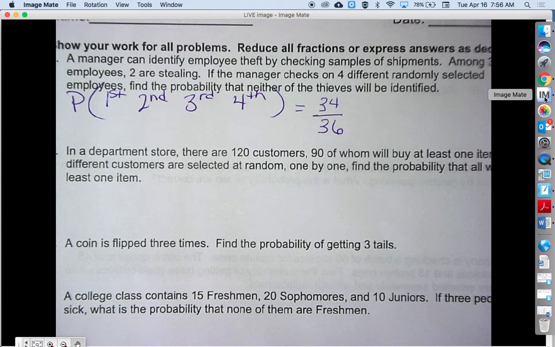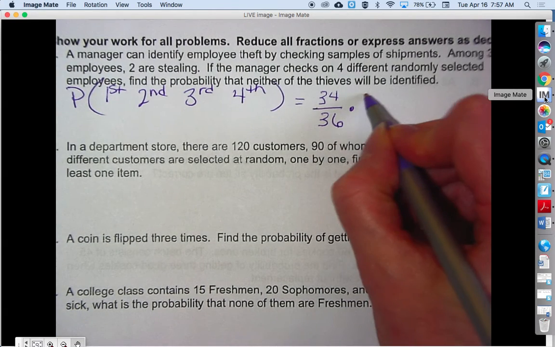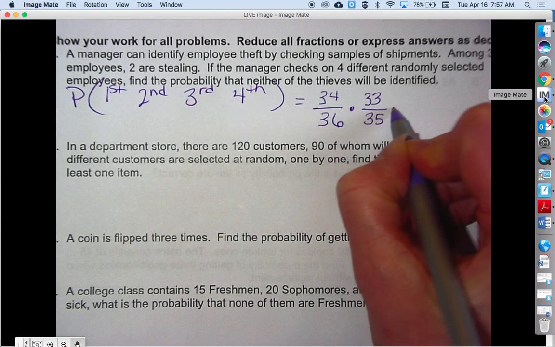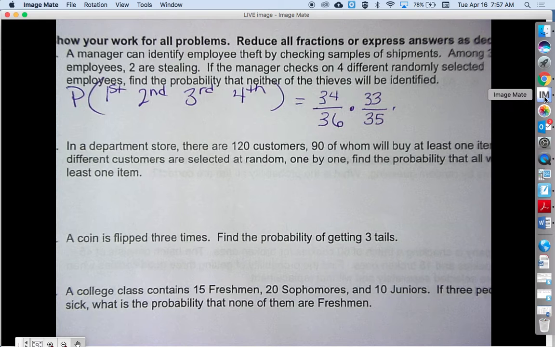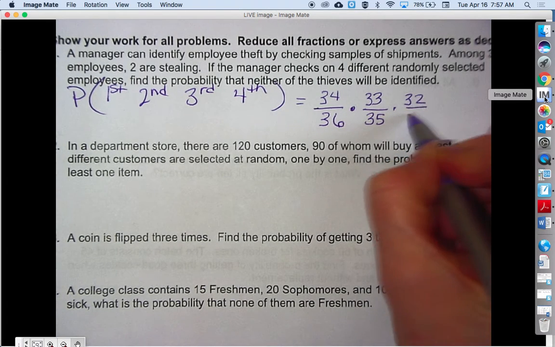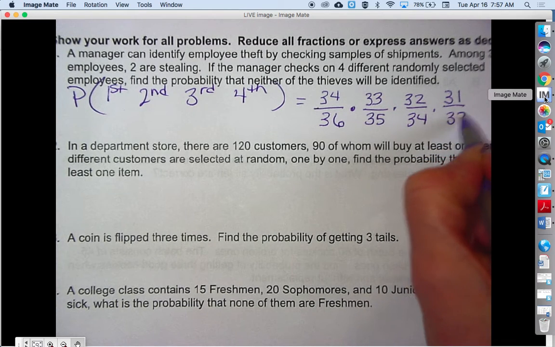So now I've checked one thing, and I'm not going to use that same person again, because I already know that person or that shipment is checked off my box. So then I'm going to go to the next one. So it would be 33 out of 35. So that's the second person not being a thief. Again, once I know one person isn't a thief, I move on. I'm not going to check the same person. And there are 4 people that we are checking on.